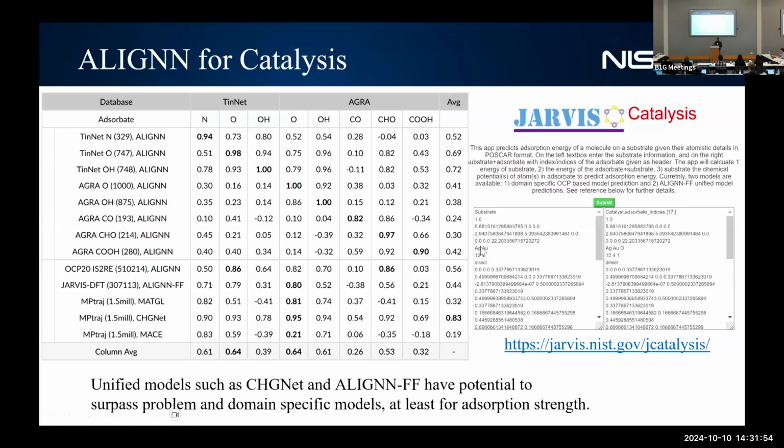It was also generalizable for all these catalysts. And most importantly, very recently, with all these unified force field models, we compared ALIGNN, MatGL, CHGNet, and MACE. We found the best model for this benchmark was CHGNet, followed by ALIGNN-FF.